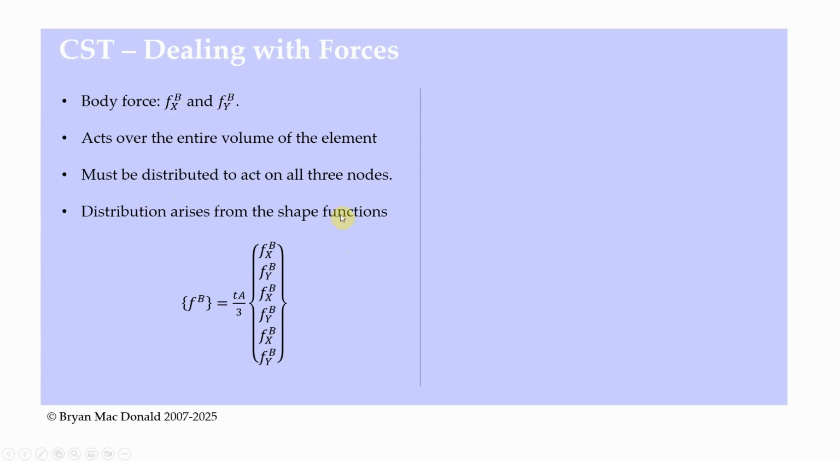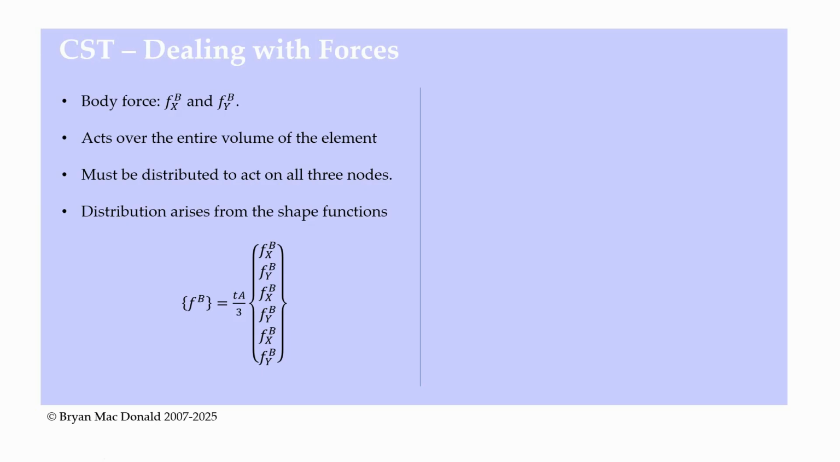So a typical example, if you're looking at gravity and you had your model set up so gravity was acting in the Y direction, then Fxb will be 0 and Fyb will be just gravity acting downwards. So it acts over the entire volume of the element, but it must be distributed to act on all three nodes.